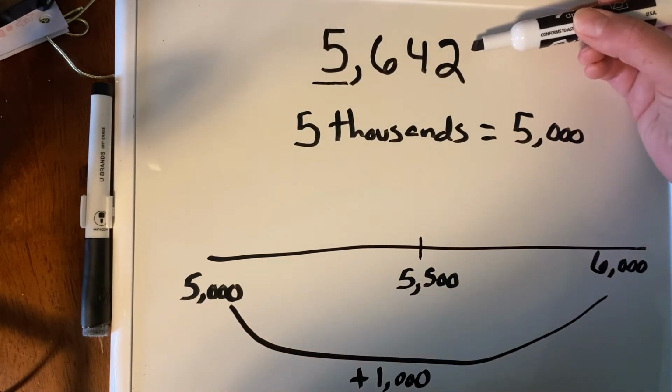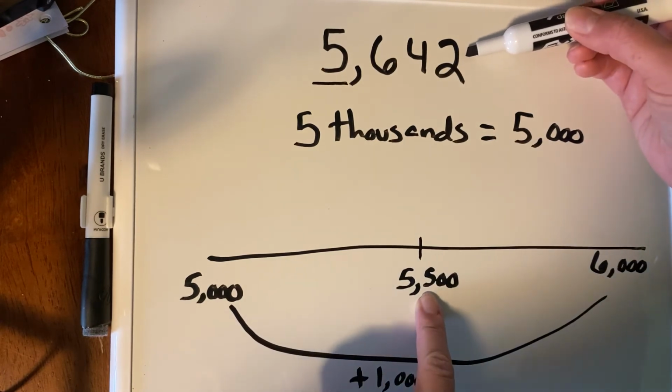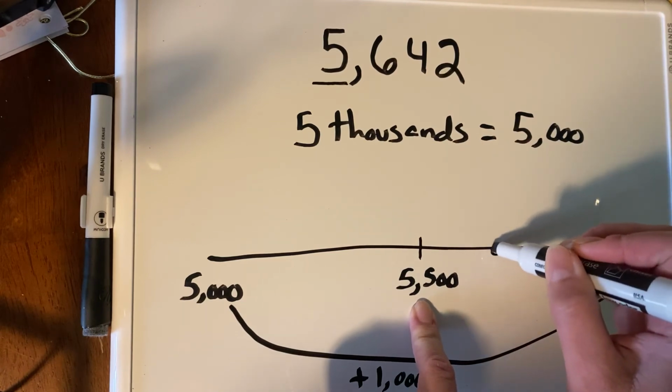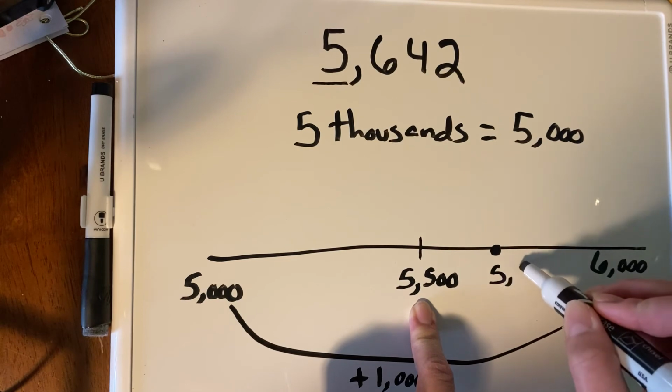Now I need to look back to my original number. It's 5,642. Now I need to compare it to my midpoint. Is 5,642 bigger than 5,500 or smaller than 5,500? I know it's bigger, so it's going to be over here somewhere. I'm going to put my number down here.